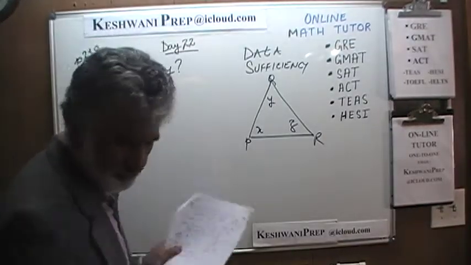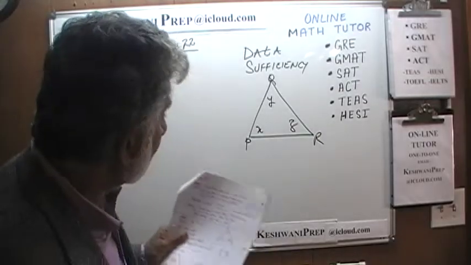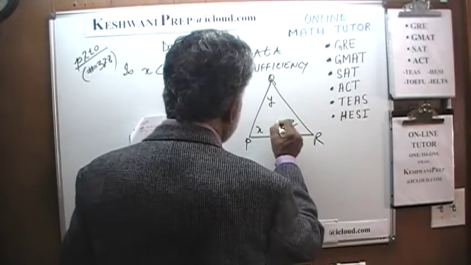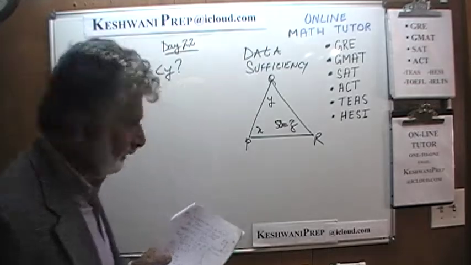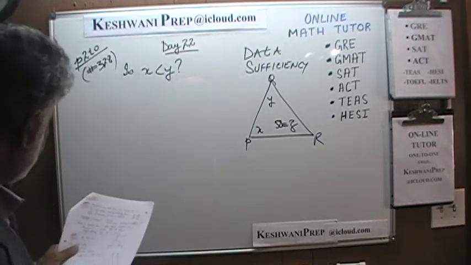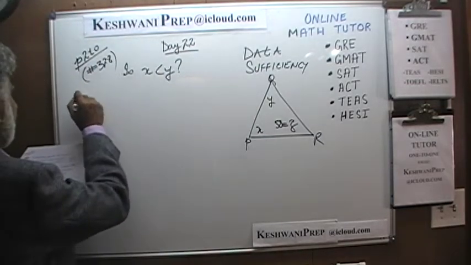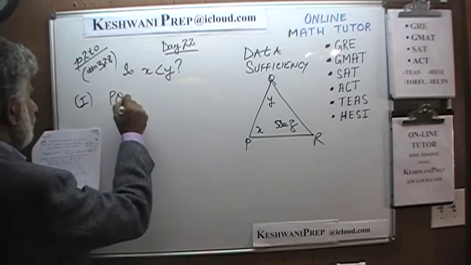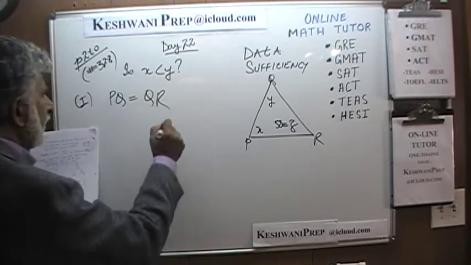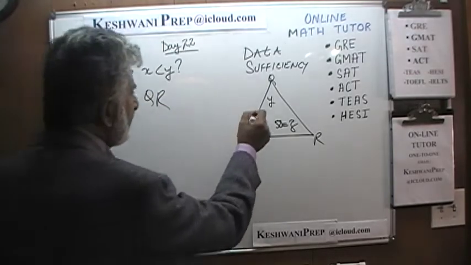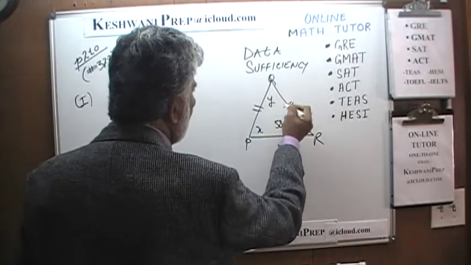And they tell us, okay, there actually is no z. They tell us that this angle is 58. They tell us that this angle is 58. Let's see what they tell us. The first statement tells us that PQ equals QR. Where is PQ? Right here. PQ, we are told, equals QR. Well, there you go.